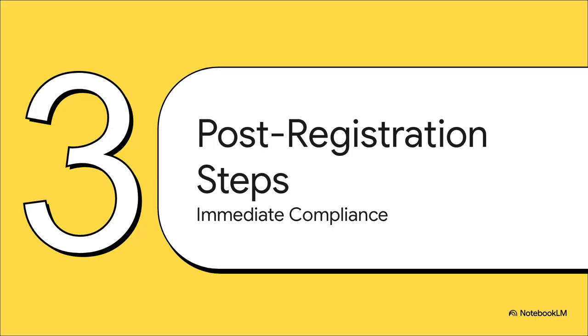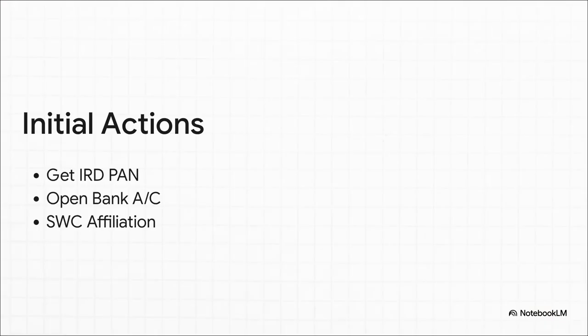Section 3. Initial post-registration steps. But securing that certificate, that's really just the warm-up. You can't start moving money around just yet. First, you must immediately register at the Inland Revenue Department to get your PAN. Next, you have to open a corporate bank account strictly in the company's name. Never, ever a personal account. And this is crucial. If you actually plan to operate as an NGO and receive foreign grants, getting affiliated with the Social Welfare Council isn't just a suggestion, it's a hard legal requirement.